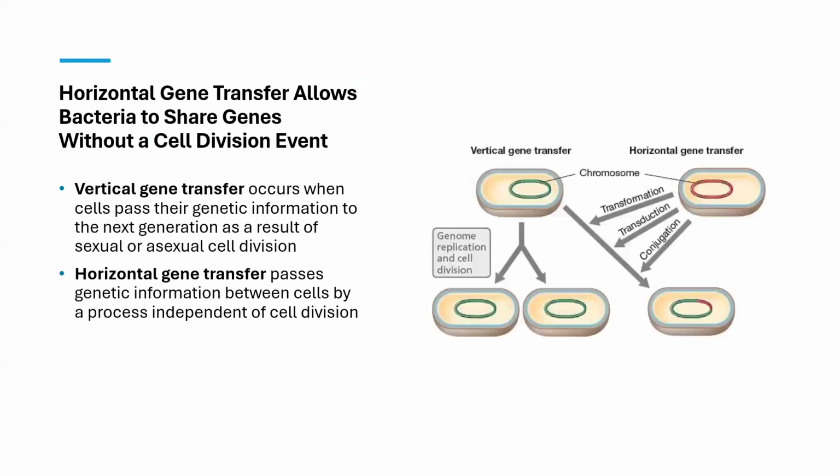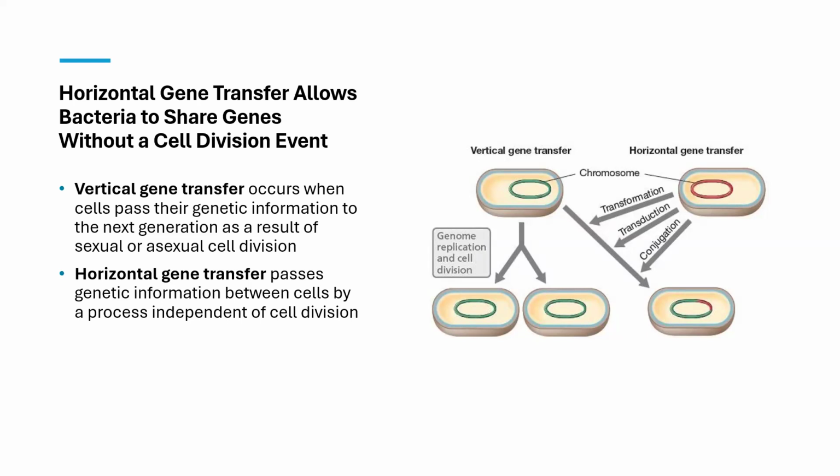All right. So when we think of gene transfer, generally it's vertical gene transfer. So that's parents to children, or in microbes, that's progenitor cell to daughter cells. And so that's what we see in the left-hand side of this image. However, you can have horizontal gene transfer, which is passing genetic information between cells that's independent of cell division.